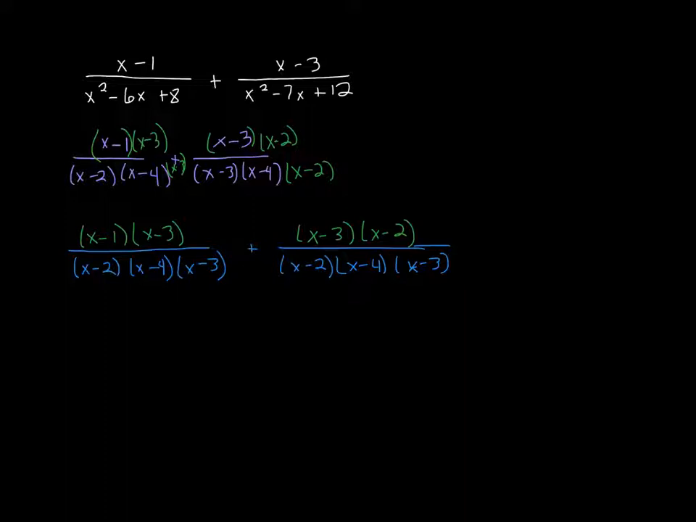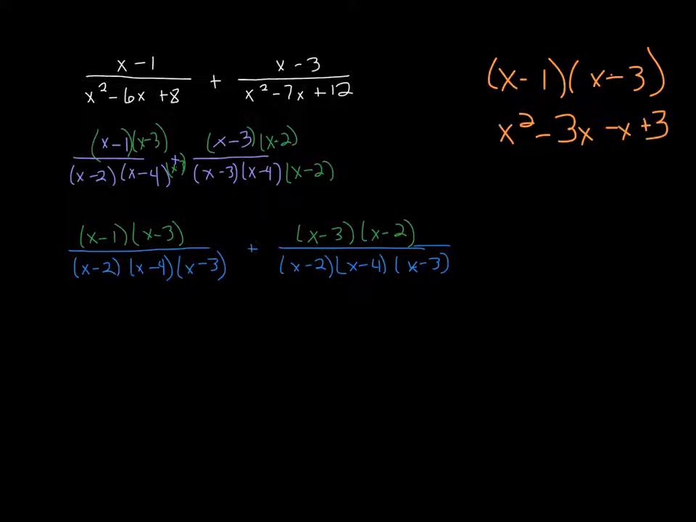Okay, now we need to FOIL the denominators. First, outer, inner, last. So let's come over here and look at that x minus 1, x minus 3. The first would be x squared, outer minus 3x, inner minus x, and the last plus 3. And then combine x squared minus 4x plus 3. So in the first fraction we had x squared minus 4x plus 3.